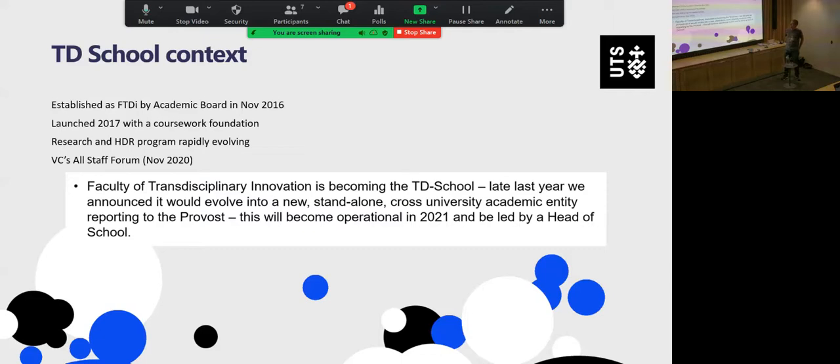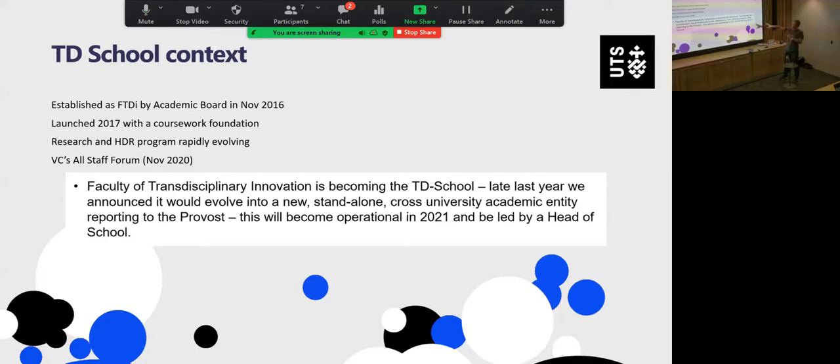Since then, we've been launching our HDR program and a few other new courses, and our research program is still evolving rapidly. A lot of us have come into this relatively new unit from different backgrounds, from FASS, from business, from design, from science, from engineering. So a lot of us are actually individually still relatively transdisciplinary.